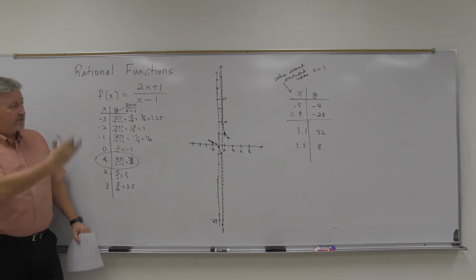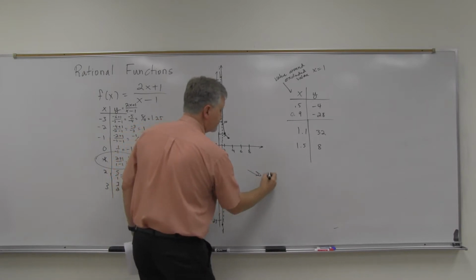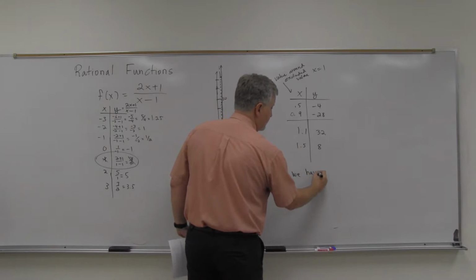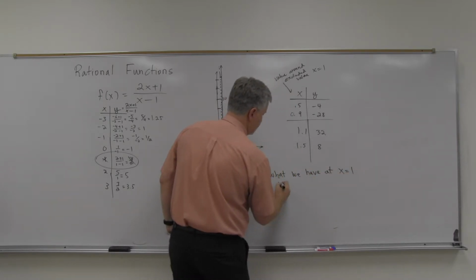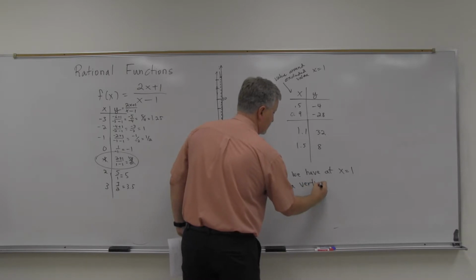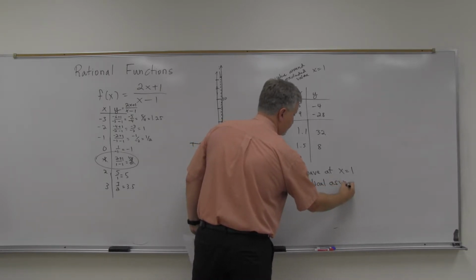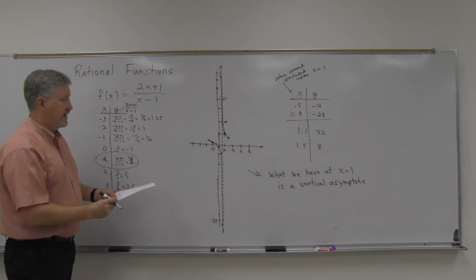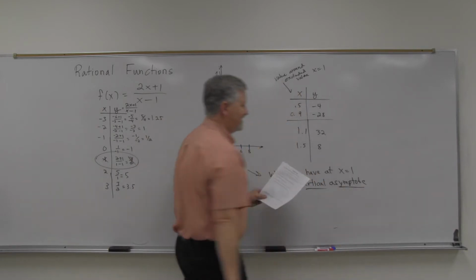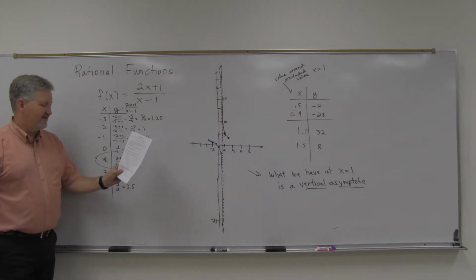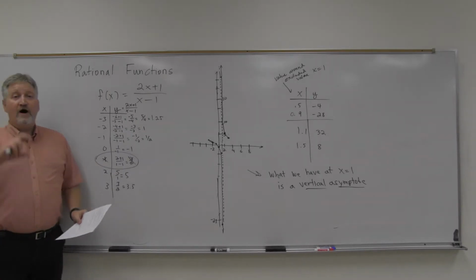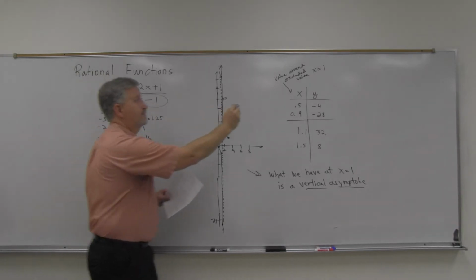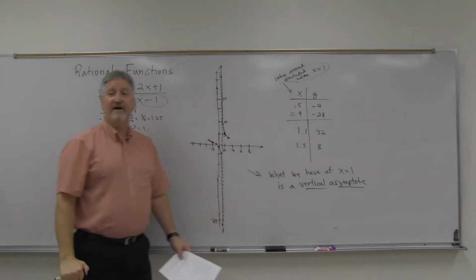This is what we have at x equals 1, what's known as a vertical asymptote. So the graph is said to have a vertical asymptote. I guess I stated it a little differently on the paper, but you get the idea. Now, why did I have a vertical asymptote there? Well, it was because what was x equals 1? It was the excluded value.